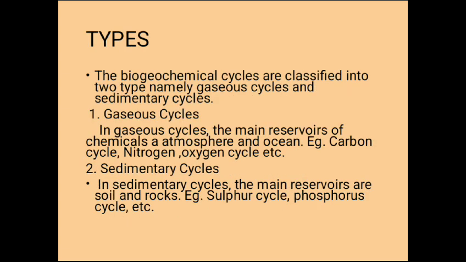Types: cycles are classified into two types, namely gaseous cycles and sedimentary cycles. In gaseous cycles, the main reservoirs of chemicals are the atmosphere and ocean. Examples: carbon, nitrogen and oxygen cycles. Another one, sedimentary cycles. In sedimentary cycles, the main reservoirs are soil and rocks. Examples: sulfur cycle, phosphorus cycle.